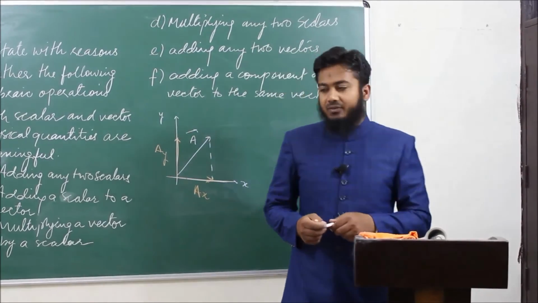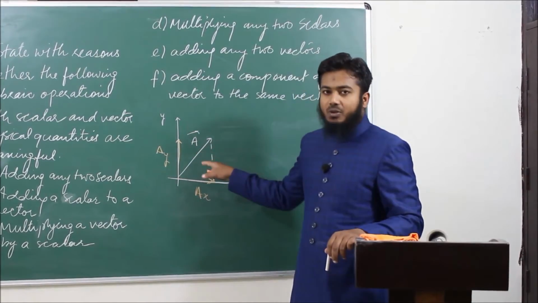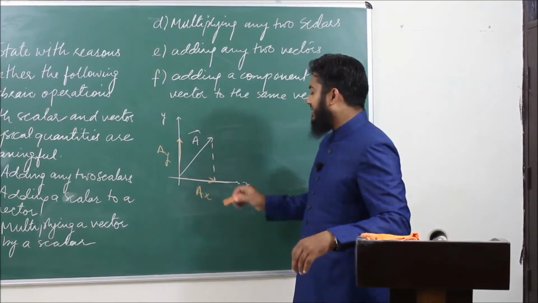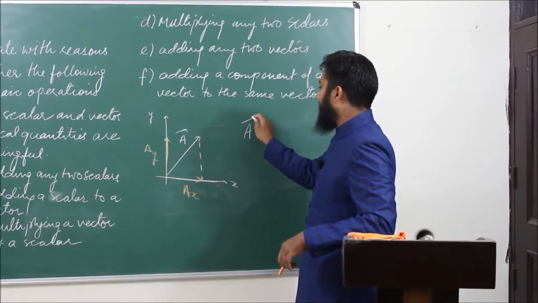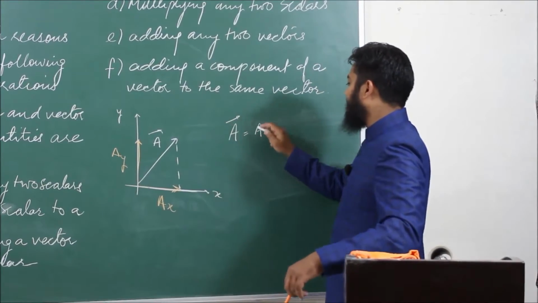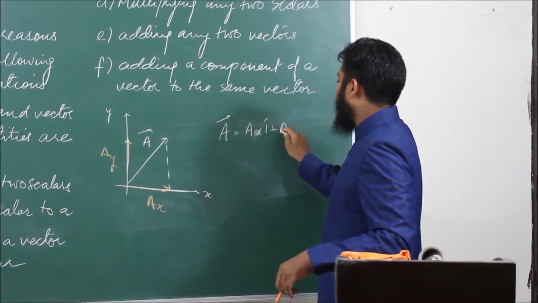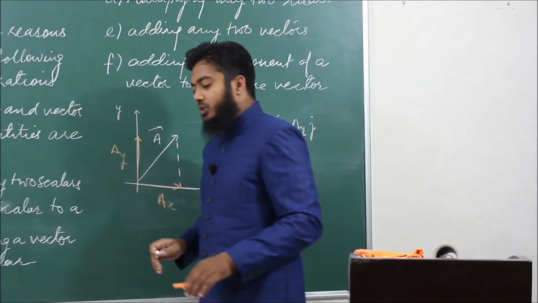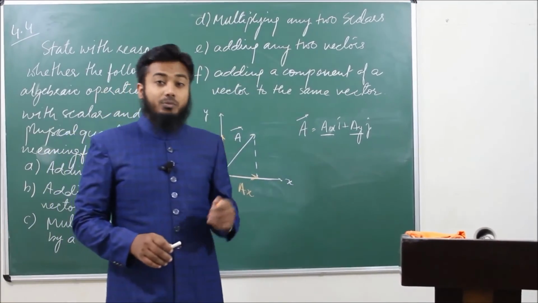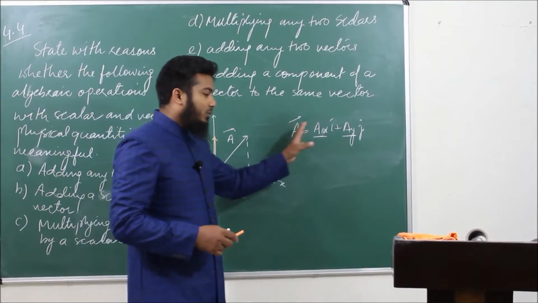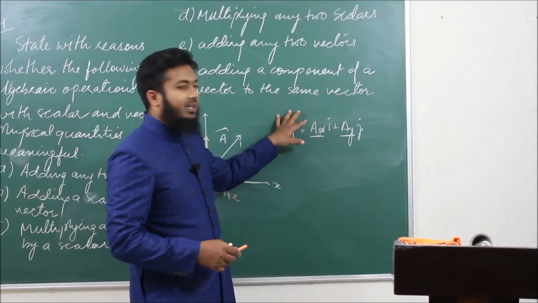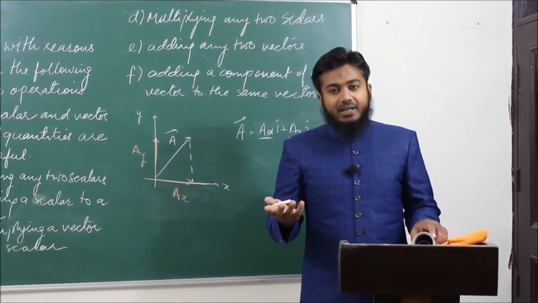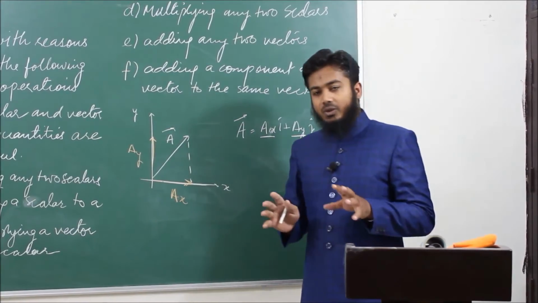So this is not meaningful, because when you divide the vector into its components, the vector has no physical existence. Now the vector exists in its component form. For example, A can be written as ax i cap and ay j cap. Now these are the components. So the vector has been divided into its components, and when you are talking about the components, the vector has no significance. So adding a component to the same vector will not make any sense.